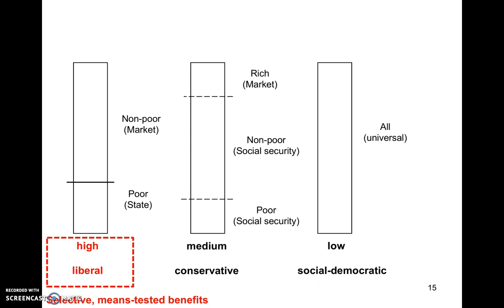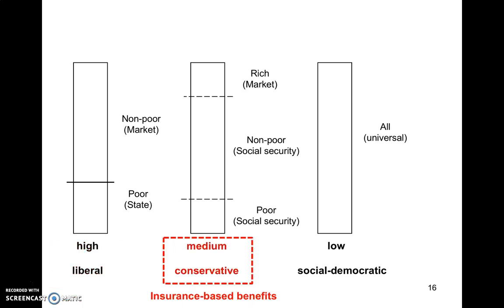By contrast, in the liberal regime, the state strongly stratifies. Social benefits are selective, means-tested, and often stigmatizing. They focus on the poor, while the majority of the population depends on the market. This feature results in a deep split between poor and non-poor groups in society. For these countries, we expect a high level of inequality.